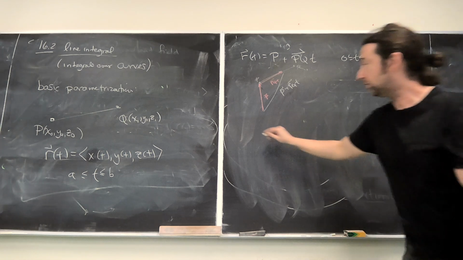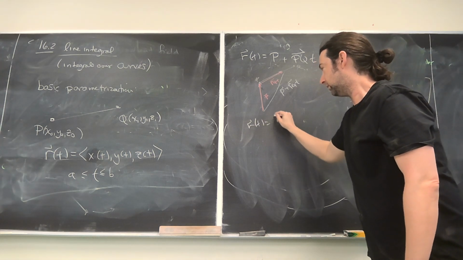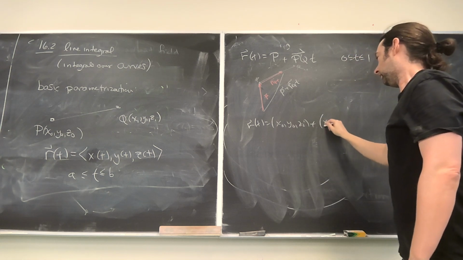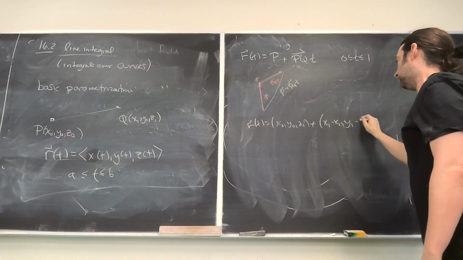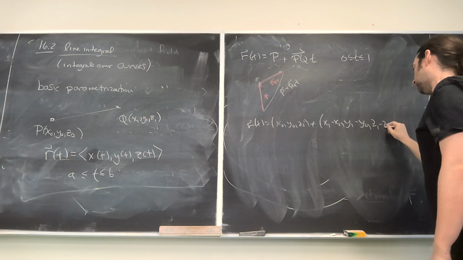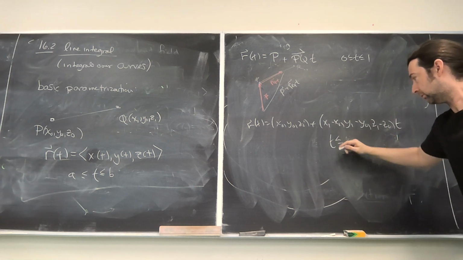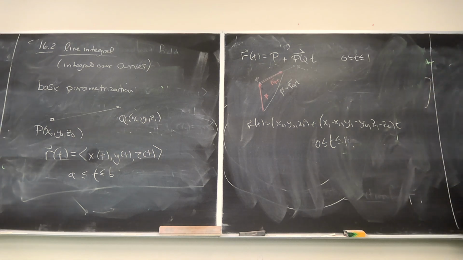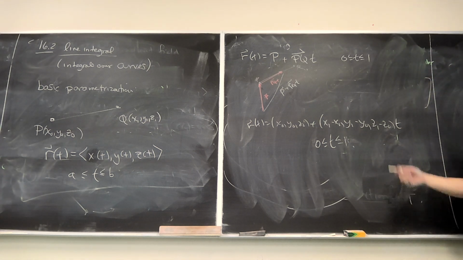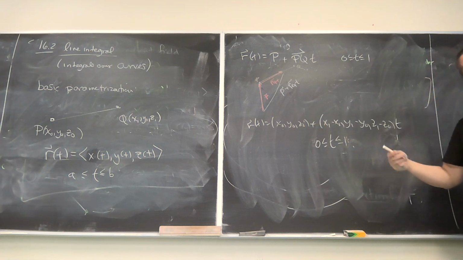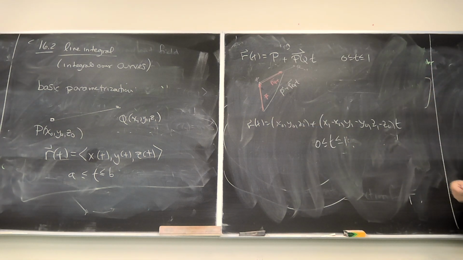Or you can memorize r of t is equal to (x0, y0, z0) plus (x1 minus x0, y1 minus y0, z1 minus z0) t, where t goes from 0 to 1. It's easy enough to check this holds, because if you put t equal to 1 in here, the x naughts cancel, the y naughts cancel, the z naughts cancel, and you're left with x1, y1, z1 as the output point. So this will get you exactly from P to Q.